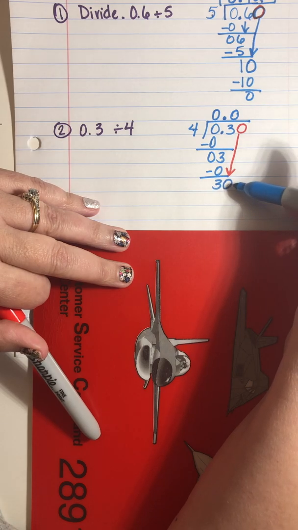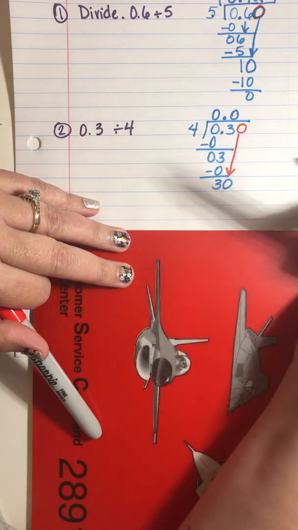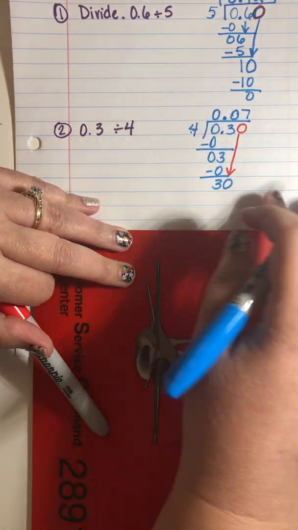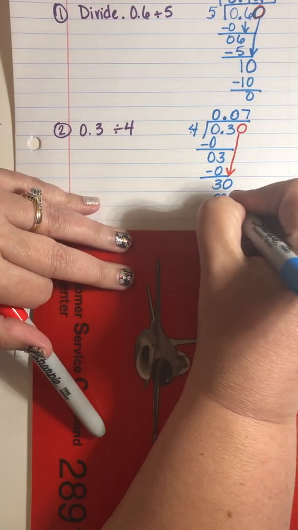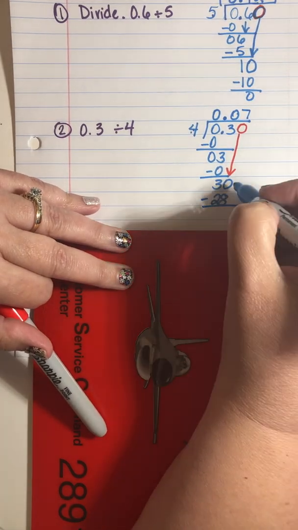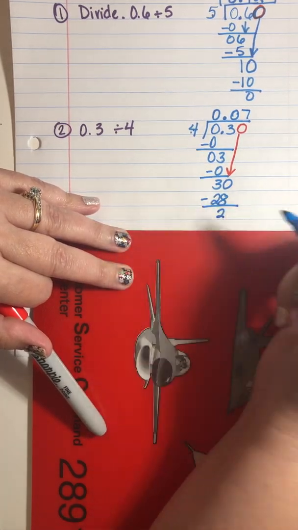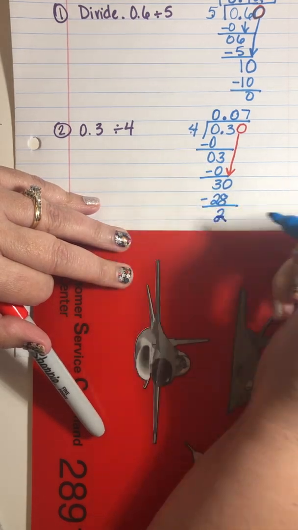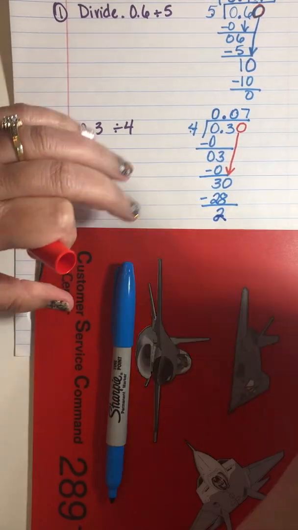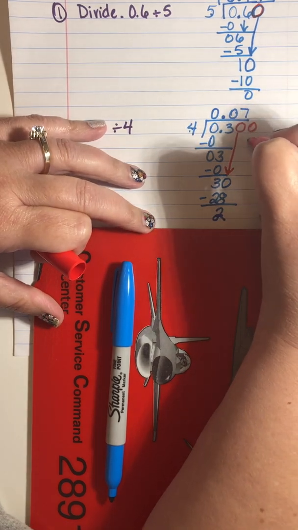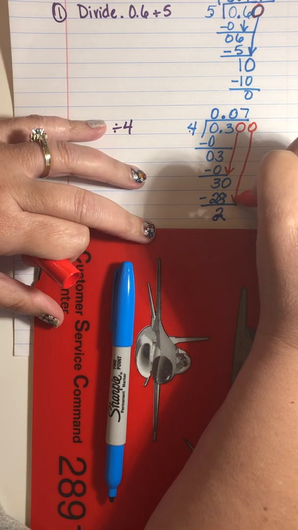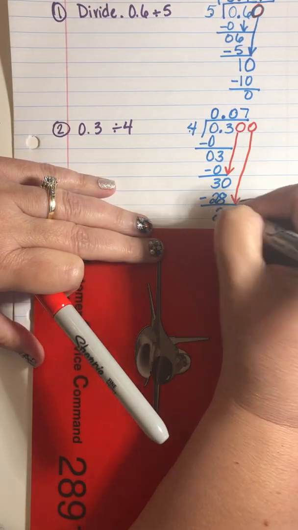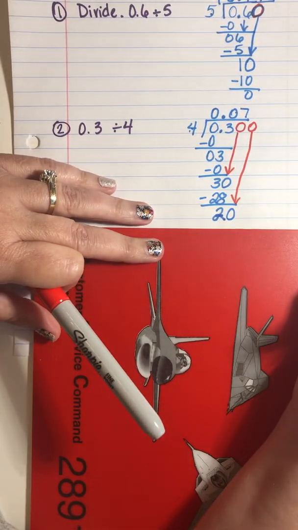So now I have a new division problem. 30 divided by 4 is 7. 7 times 4 is 28. When I subtract, 30 minus 28 is 2. Again, it looks like I have a remainder, but this is a decimal, so we don't do remainders. So I'm going to add in another 0 and bring it down. Still, I have not changed the value of my original number at all.